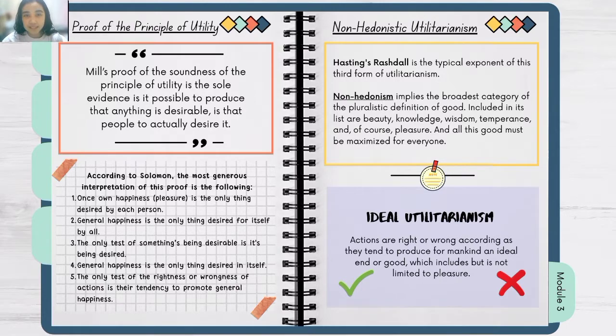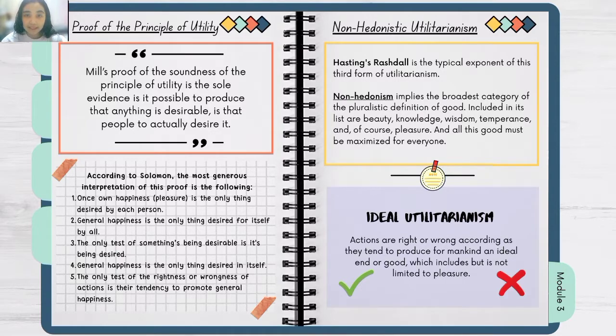Non-hedonistic utilitarianism. Hastings Rashdall is the typical exponent of this third form of utilitarianism. Non-hedonism implies the broadest category of the pluralistic definition of good. Included in its list are beauty, knowledge, wisdom, temperance, and of course, pleasure, and all this good must be maximized for everyone.